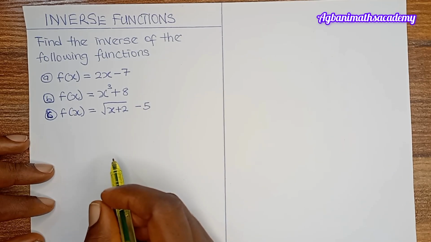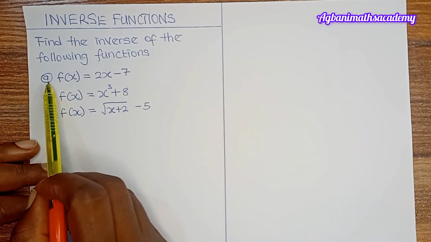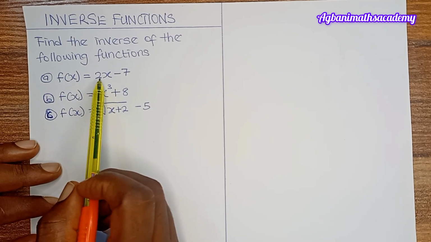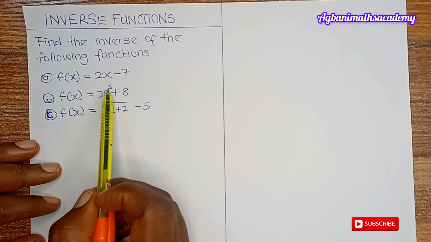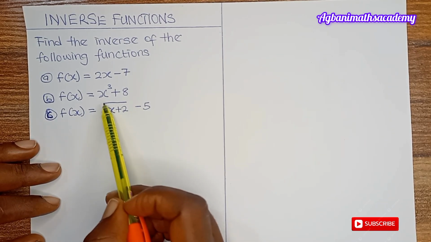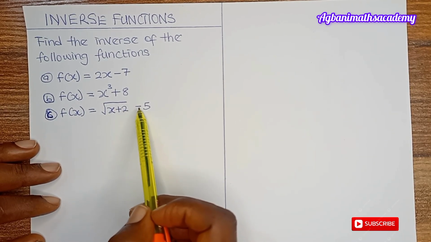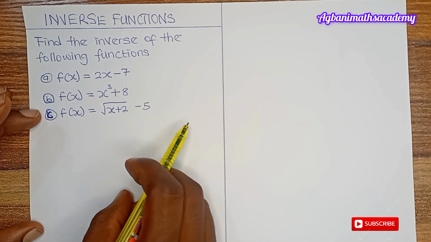Hi guys, let's look at this simple question that we have here. We're told to find the inverse of the following functions. A, we have f of x is equal to 2x minus 7. B, we have f of x is equal to x cubed plus 8. And C, we have f of x is equal to square root of x plus 2 minus 5. Okay, so let's see how we're going to solve these questions.